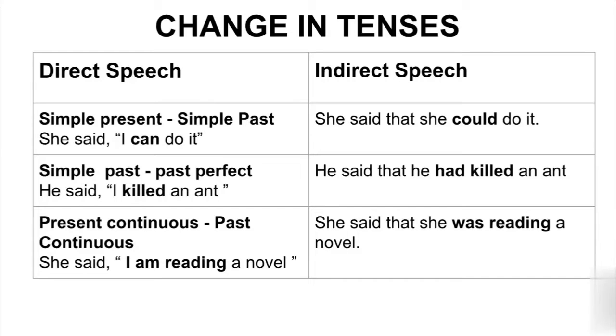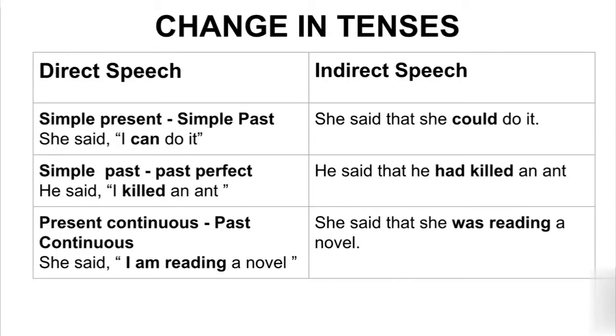Similarly, simple past is converted to past perfect tense. He said, "I killed an ant." We know the past tense of kill is killed. Now, what is the past perfect tense of killed? Yes, had killed. So that change occurs in indirect speech. See that: he said that he had killed an ant.